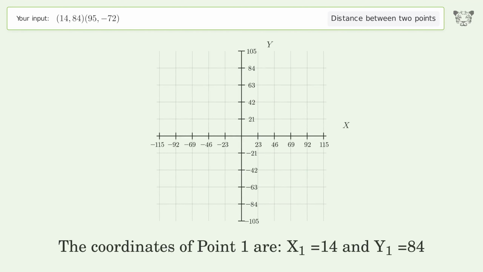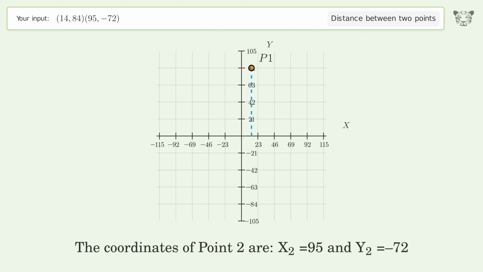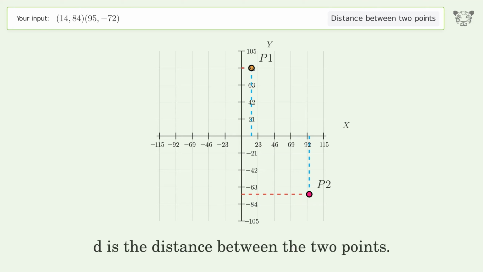The coordinates of point 1 are x1 equals 14 and y1 equals 84. The coordinates of point 2 are x2 equals 95 and y2 equals negative 72. D is the distance between the 2 points.